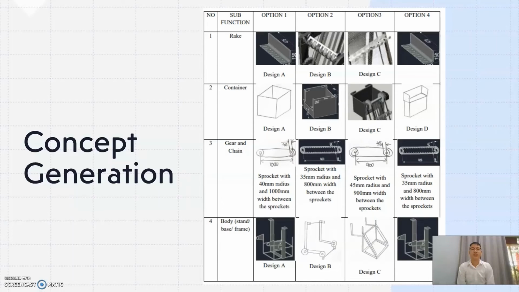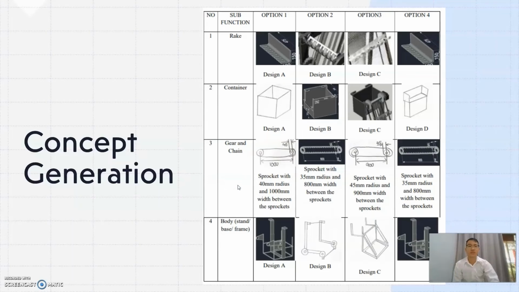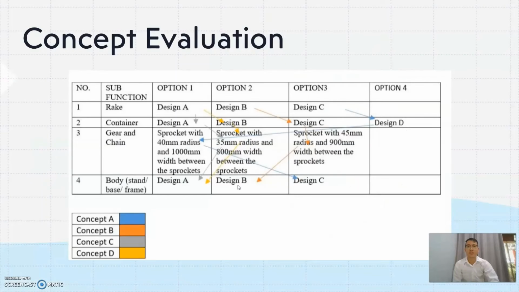As we can see, there are 4 subfunctions, which are rate, container, build enchant, and body. Each of the subfunctions has 4 options for different designs. And then we go to the next slide, concept evaluations. There are 4 concepts, concept A, concept B, concept C, and concept D.